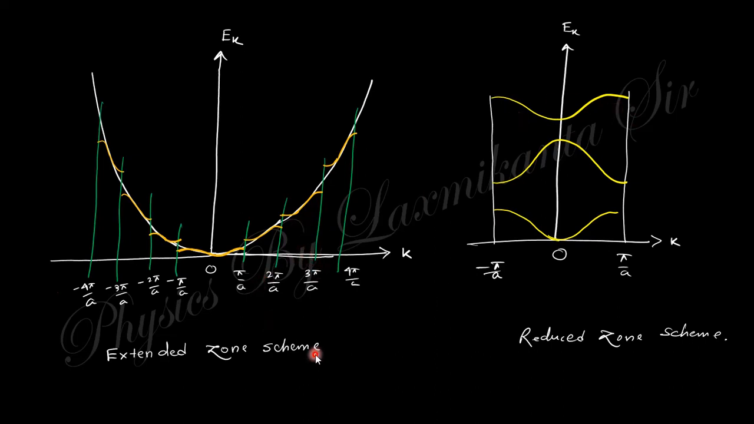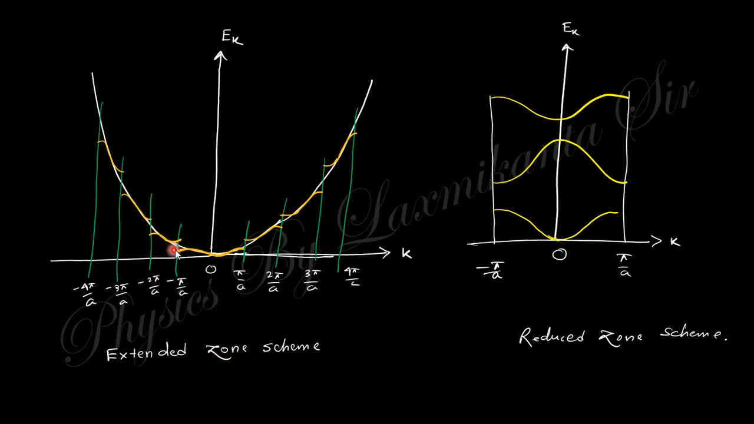So all the Brillouin zones are reduced into a single region. The single region is known as the reduced zone scheme, right? So this is the extended zone scheme, and this is the reduced zone scheme. So you just think about the Brillouin zone for one dimension, and in three dimensions you already know about the Brillouin zone from the previous solid state physics lectures.